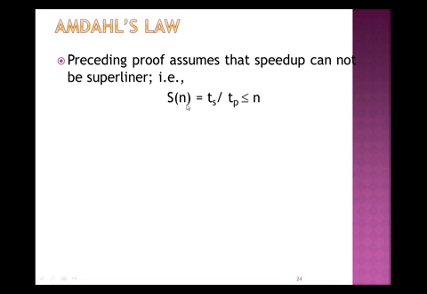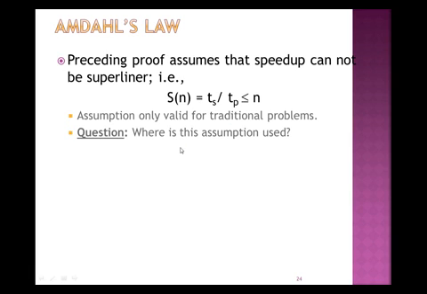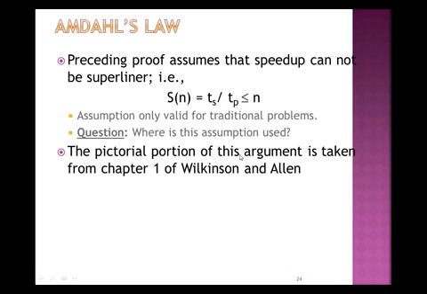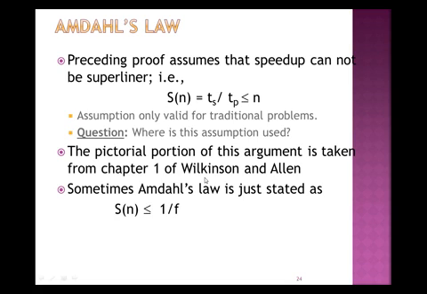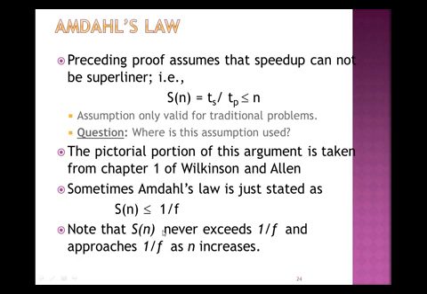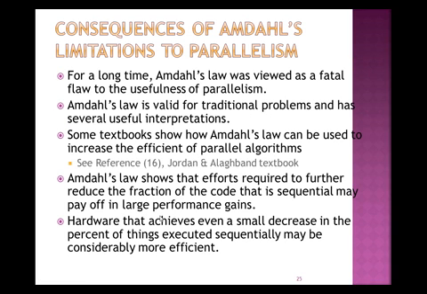Now this is the proof used for the speedup, Sn, the speedup with n processors, which equals TS divided by TP, and is always less than or equal to n. This assumption is only valid for the traditional problem. Now question, where is this assumption used? The pictorial representation of the argument is taken from chapter 1 of Wilson and Array. Sometimes Amdahl's law is simply represented by Sn is less than or equal to 1 divided by f. So these are the formulas used in Amdahl's law for increasing the performance of the program.